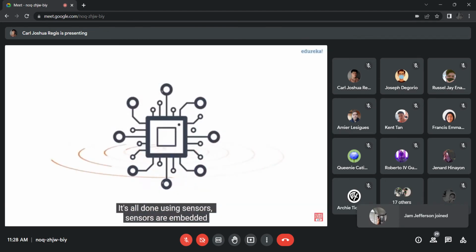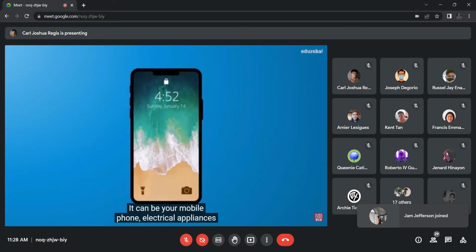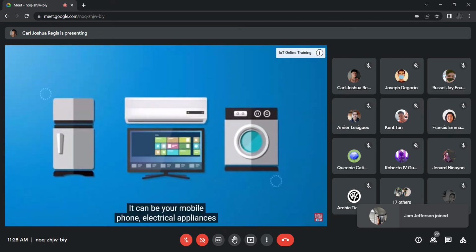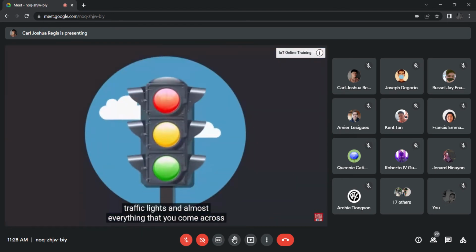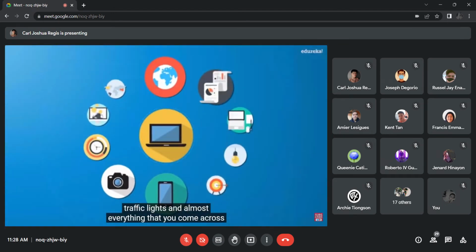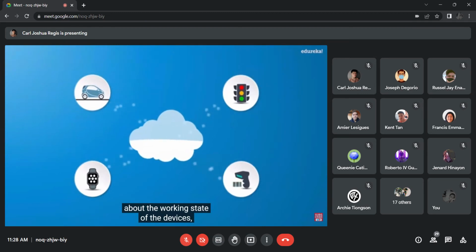It's all done using sensors. Sensors are embedded in every physical device. It can be your mobile phone, electrical appliances, vehicles, barcode sensors, traffic lights, and almost everything that you come across in day-to-day life. These sensors continuously emit data about the working state of the devices.